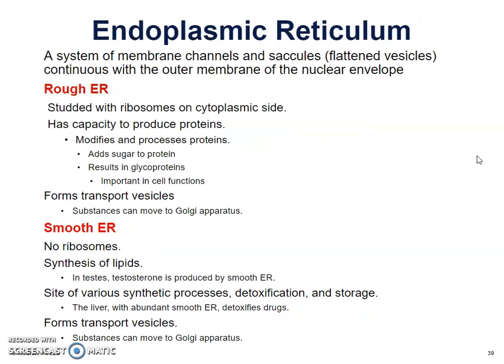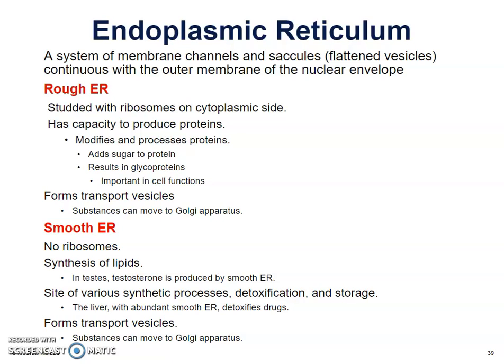So there are two types of endoplasmic reticulum. Generally, they are a system of membrane channels and saccules, which are flattened vesicles made out of cell membrane. They are continuous with the outer membrane of the nuclear envelope. So they start where the nuclear envelope ends.